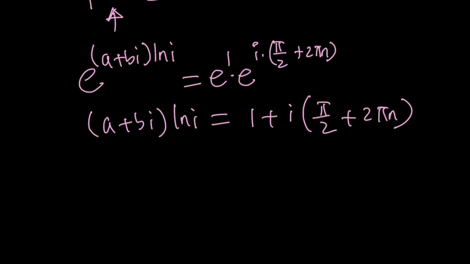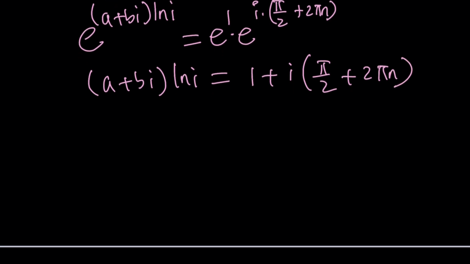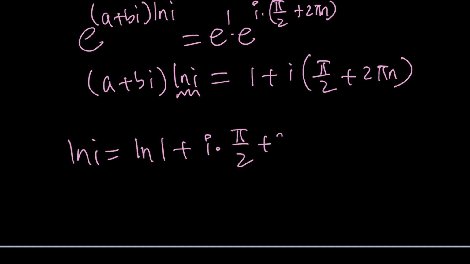And then from here, this gives us ln i. What's ln i? ln i is ln 1, which is 0, plus i times pi over 2. And if you want, you can add 2 pi k, because the ln of a complex number is multi-valued. All right, this is 0, forget about it. And now we're going to go ahead and divide both sides by ln i.